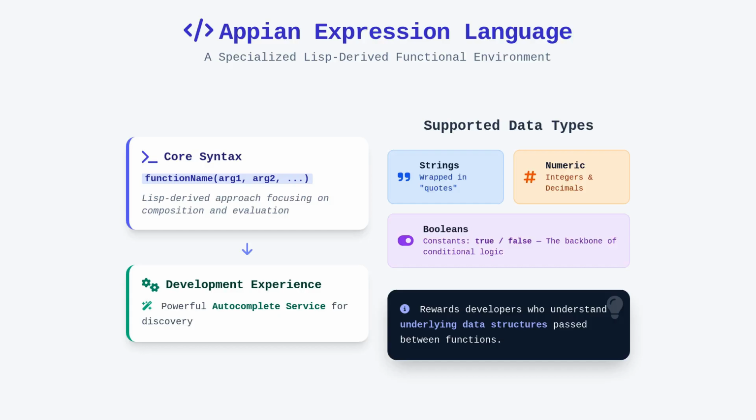We represent data using standard types such as strings, which are wrapped in double quotes, integers, decimals, and booleans. Booleans in Appian are represented as constant values, specifically true or false, and they serve as the backbone for all conditional logic you will write. When you are editing these expressions, the interface provides a powerful autocomplete service that helps you discover available functions and variables without constantly switching context. It is a tool that rewards the developer who understands the underlying data structures being passed between these functions.